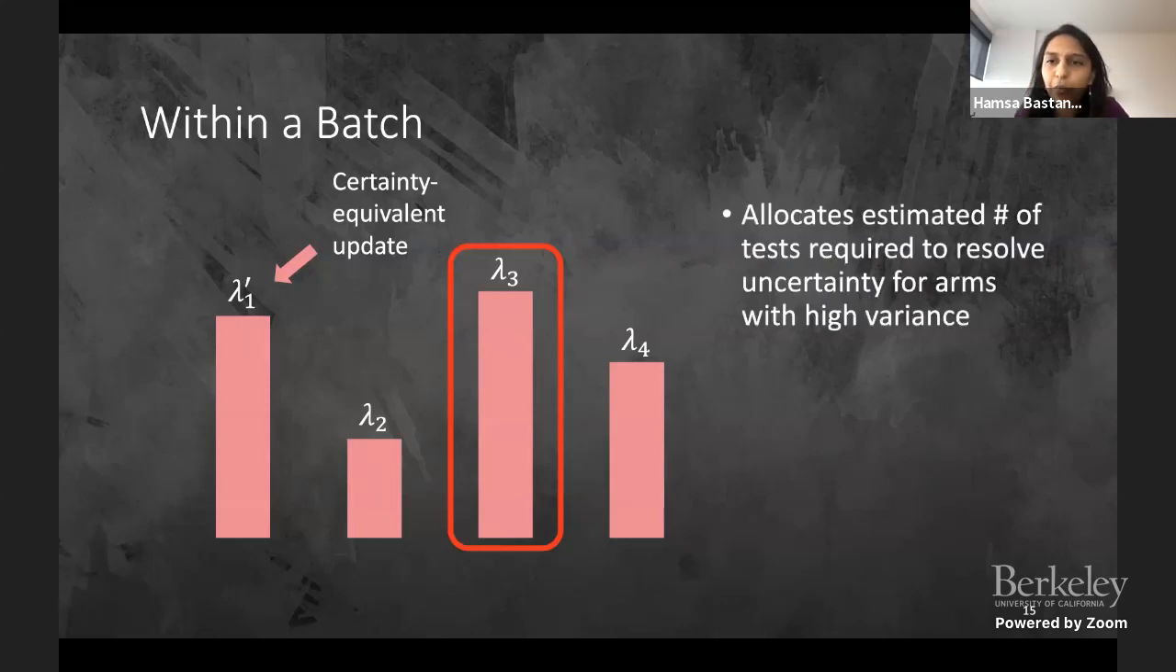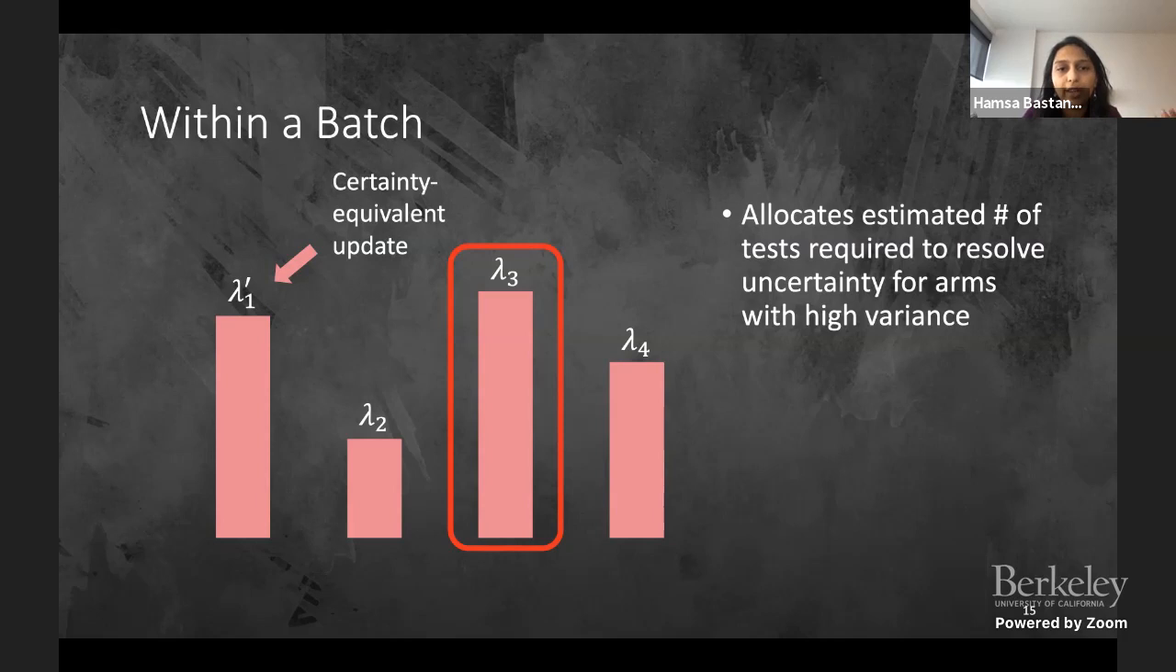So I think this algorithm is pretty nice because it's very adaptive to the uncertainty of each arm. Essentially, what it does for every arm in the exploration phase is allocate the estimated number of tests that you might require to resolve the uncertainty for those arms with high variance.